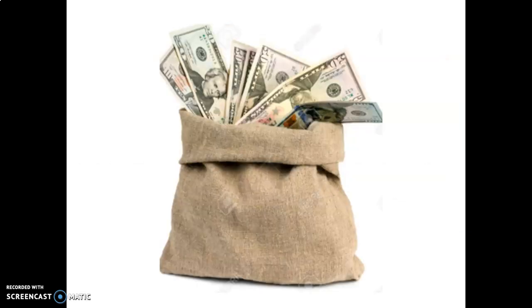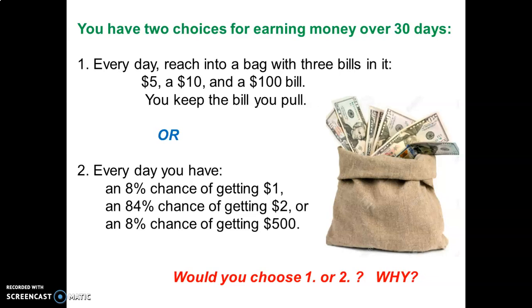Okay, now let's talk about money. So I have a situation for you to consider. You have two choices for earning money over 30 days. Every day you reach into a bag with 3 bills in it: a $5 bill, a $10 bill, and a $100 bill. You keep the bill you pull. So imagine a bag with those 3 bills in it. You reach in, can't see what you're getting, and you pull out one bill, and it's one of those 3. You keep the bill, you do that every day for 30 days.